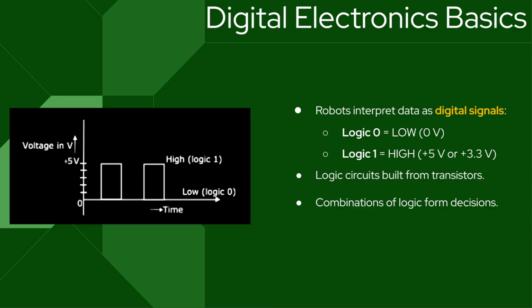So basically, all robotic controller systems rely on digital electronics, meaning they use two discrete voltage levels that each represent the data. Logic 0 represents low, or 0 volts. Logic 1 represents high, usually something around 5 volts, sometimes 3.3 volts. This is based off of our Arduinos.